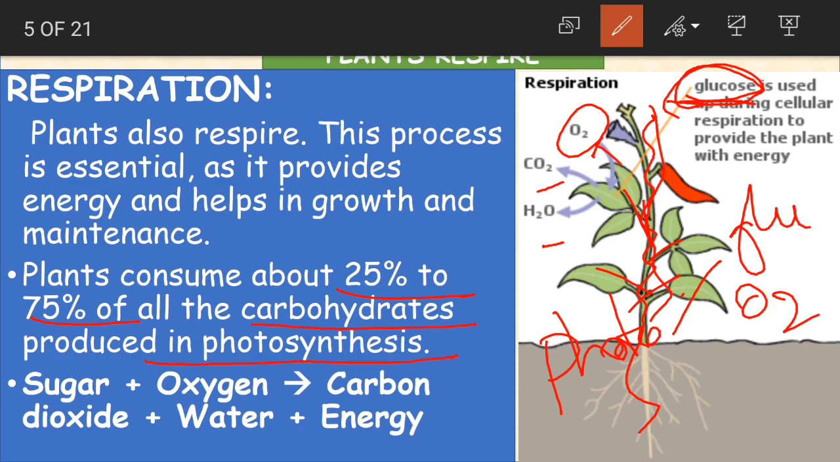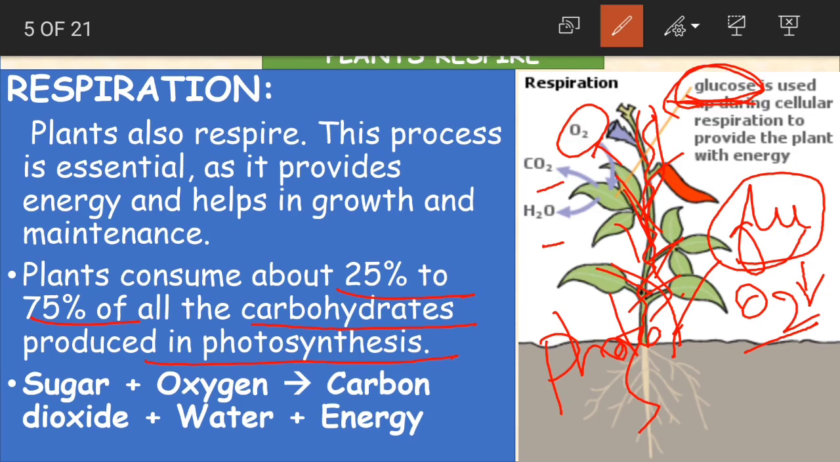Okay, so as the plant needs energy, normally any plant consumes about 25% to 75% of the carbohydrate, in the sense it takes it as its food. So this glucose is going to break down with the help of O2, that is oxygen, and it gets energy, and that energy is going to be supplied to all the parts of the plant. Clear, children? Yes. So again this relates to photosynthesis, that we are going to learn in further classes.